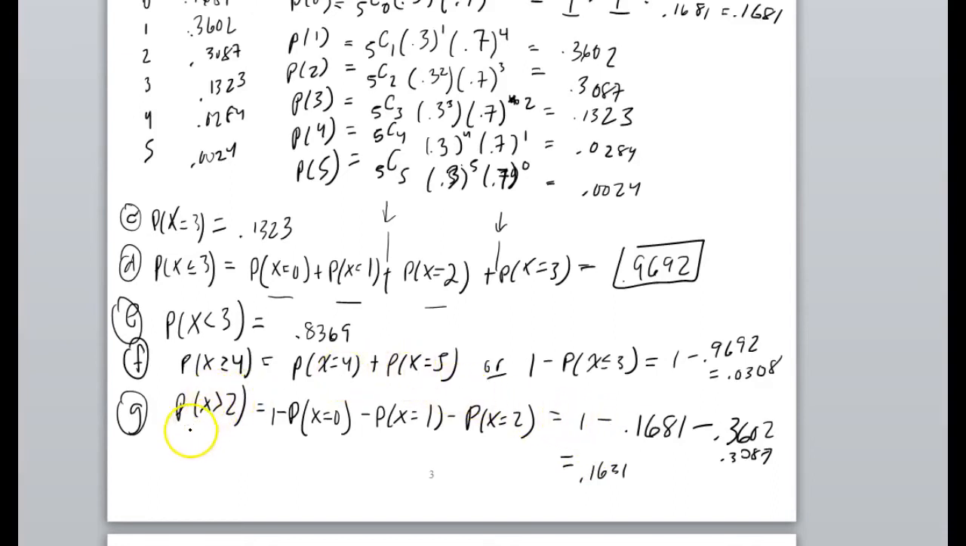Okay, and then now it looks like H is just going to ask us to calculate the mean, median, and mode. And the mean, we have a nice simple formula, and that's just n times p, which is just going to be 5 times 0.3.